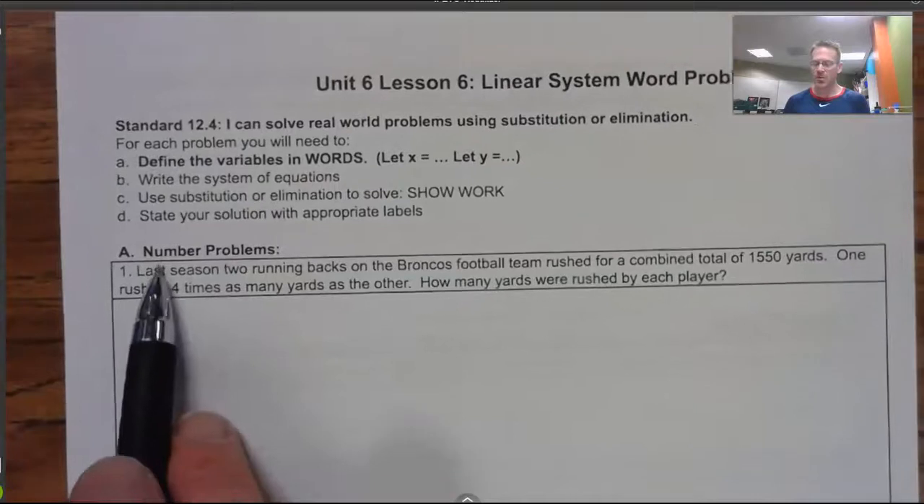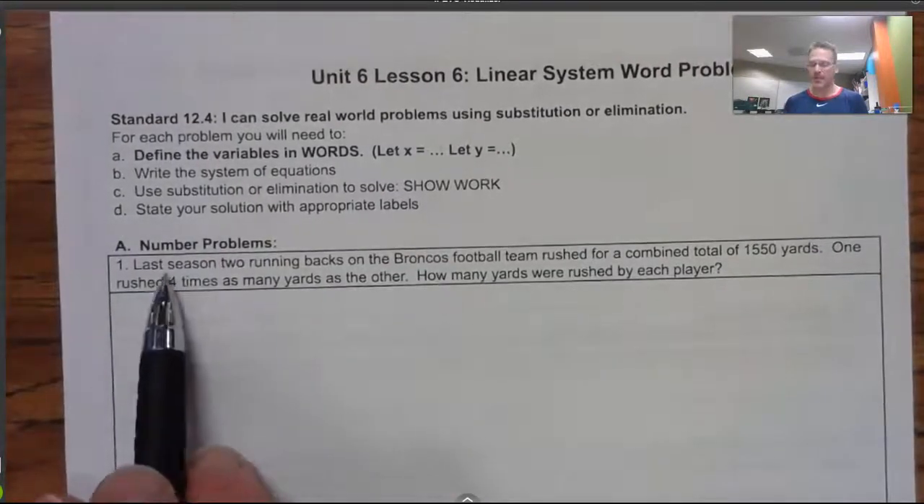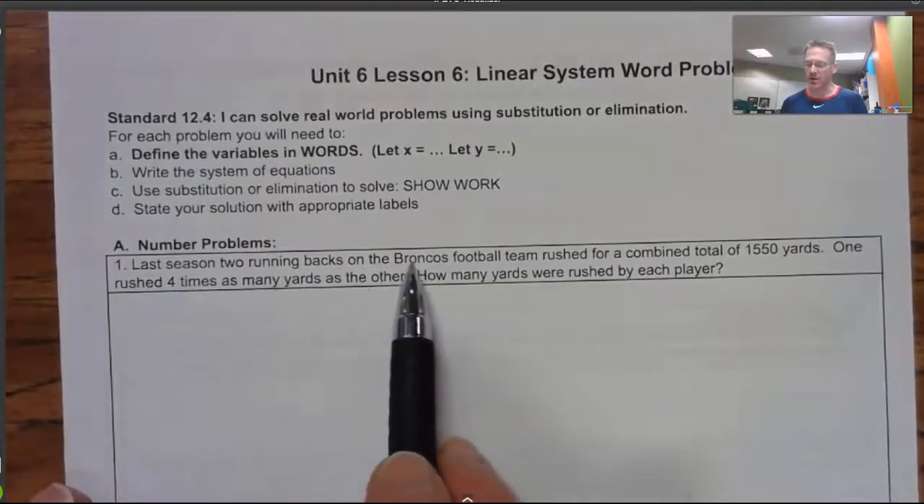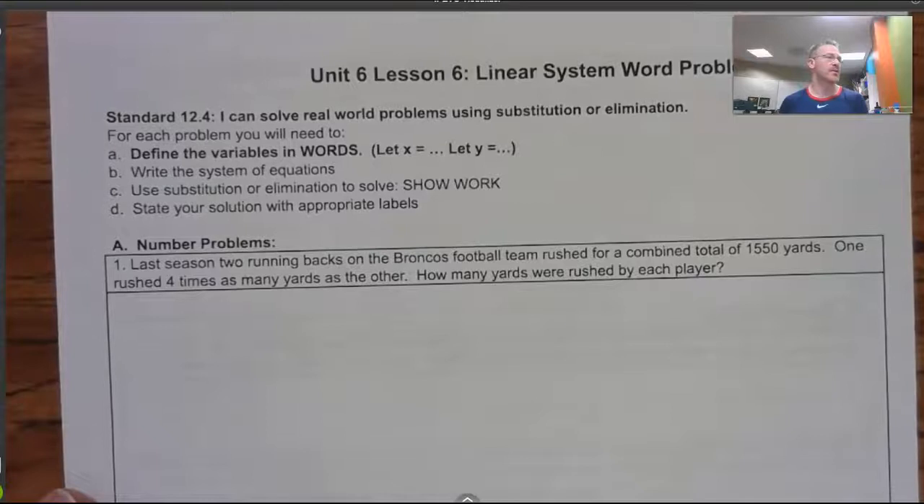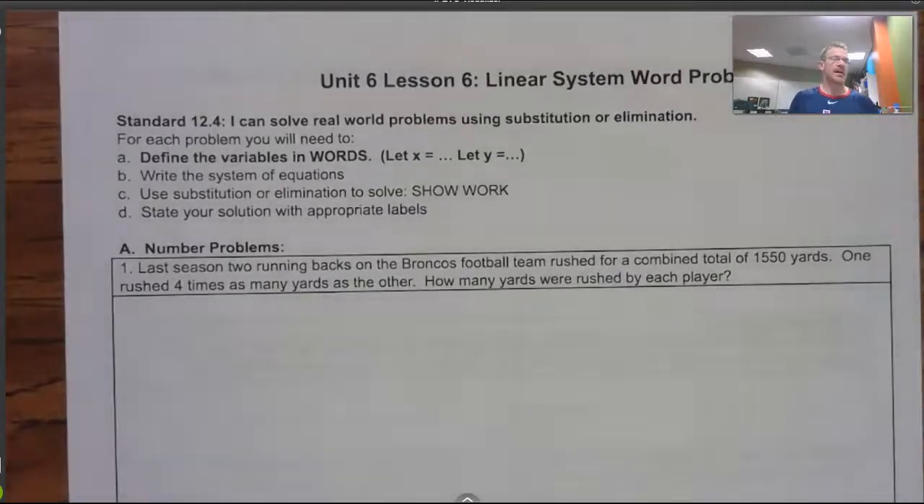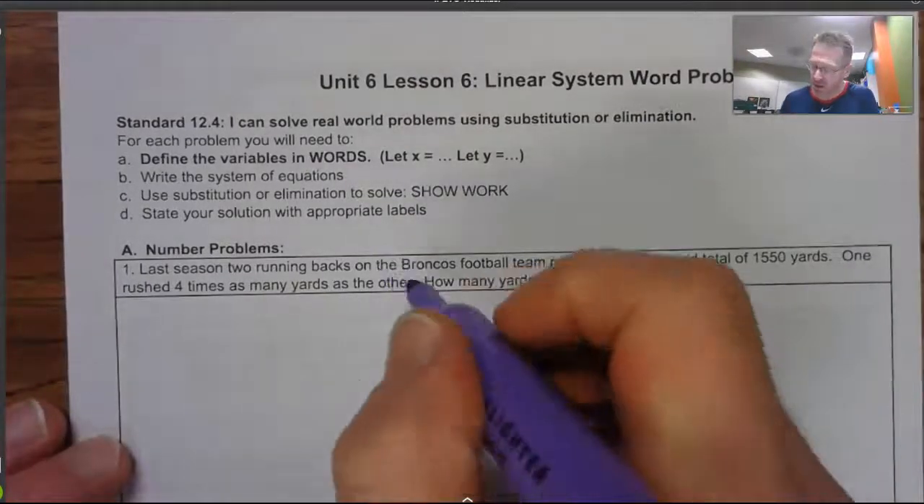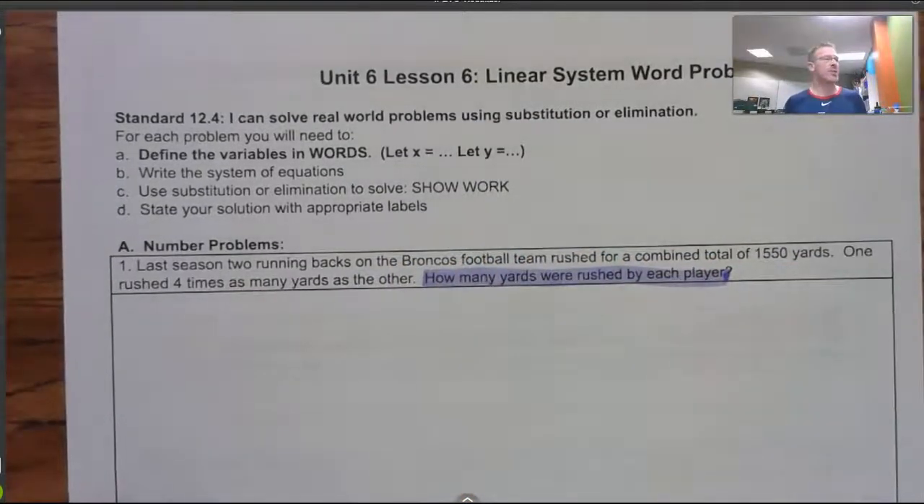So we kind of just label this as number problems, but here's an example. Last season, 2 running backs on the Broncos football team rushed for a combined total of 1,550 yards. One rushed 4 times as many yards as the other. How many yards were rushed by each player? Now sometimes the question is going to help us identify what our variables are and what we're solving for. So notice this last sentence, I'm going to highlight in purple here: how many yards were rushed by each player?